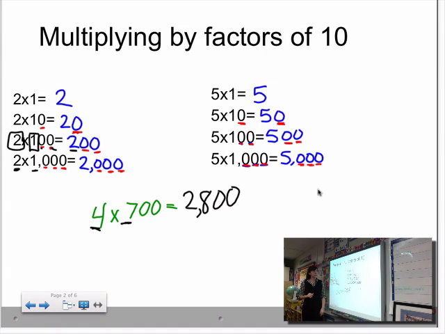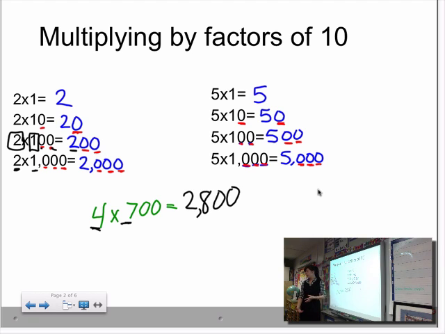So we left off yesterday learning about multiplying by factors of 10. We used a series of examples to show ourselves the pattern that we can use as a shortcut to narrow down our math problems to a basic fact, and then we can compensate by adding zeros to find the product. The last example that we did together was 4 times 700.